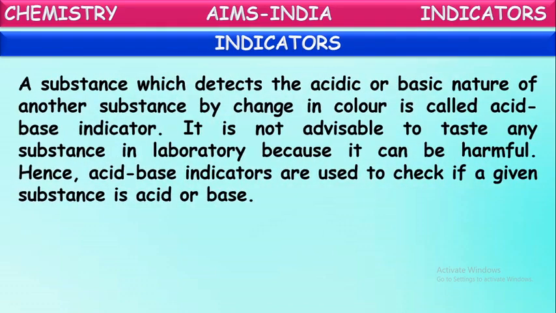A substance which detects the acidic or basic nature of another substance by changing its color is called an acid base indicator. Yes, there are some chemical substances which can be used for detecting the nature of another substance by changing its color. Such substances are called indicators.